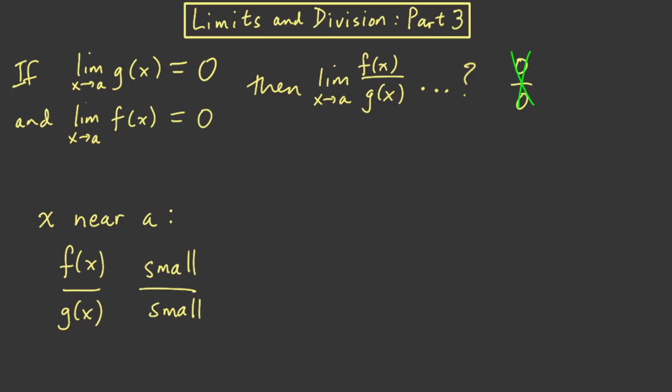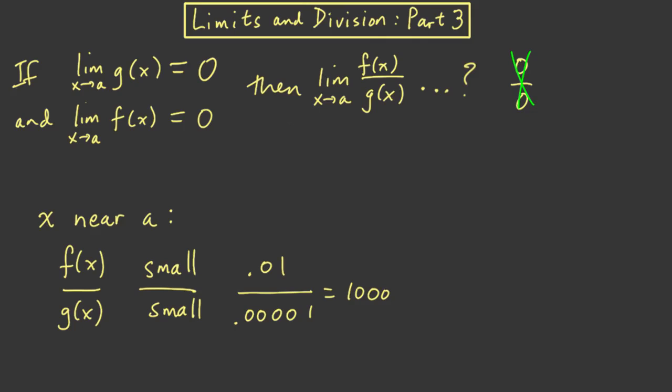And the interesting thing about this case is that just knowing that the numerator and denominator are small doesn't tell us anything about how big this quotient is. What we really would need to know is how small the numerator and denominator are relative to one another. For instance, the numerator could be 0.01, that's pretty small, but the denominator could be even smaller. It could be 0.00001. And when you divide this, you get 1,000.